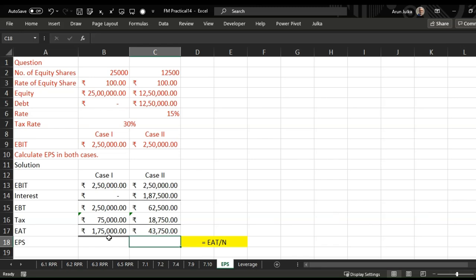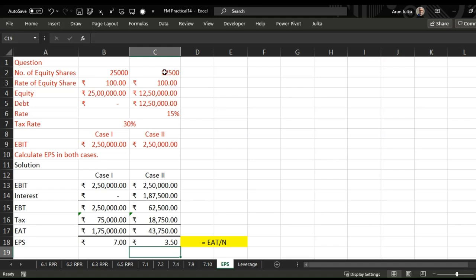As we know, to calculate earning per share, we use the formula earning after tax divided by number of equity shares. So, in case 1, we have earning after tax 1,75,000, which is divided by number of shares. In case 1, we have 25,000 equity shares. So the EPS is rupees 7. In case 2, earning after tax is 43,750 divided by number of equity shares, which in this case is 12,500. So the EPS is 3.5.